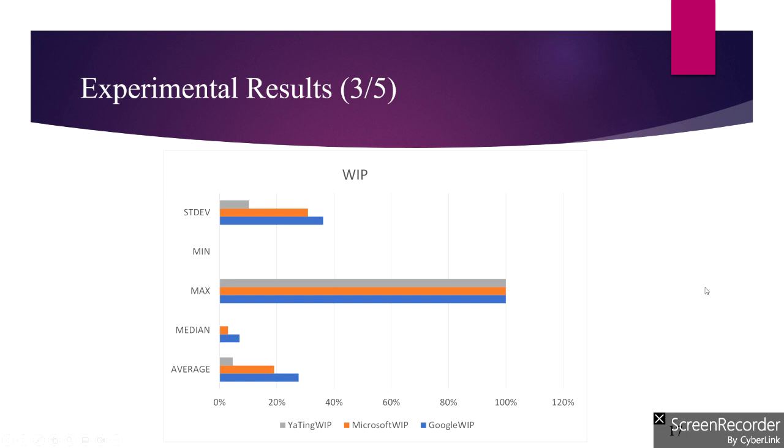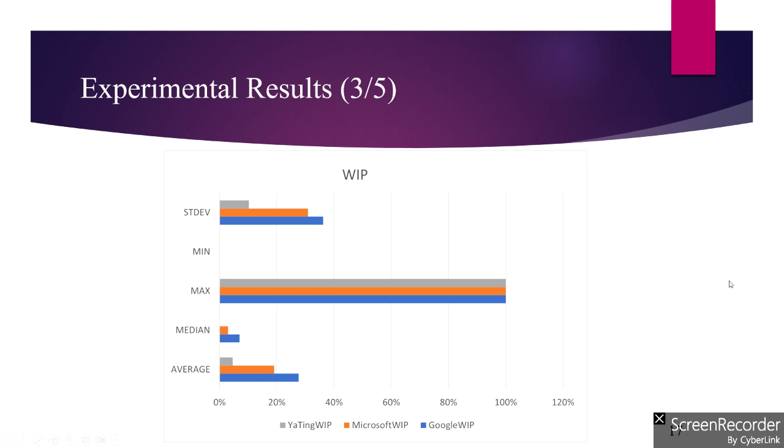The maximum and minimum values for the three speech models are 100% and 0%, respectively. The standard deviation for Google WIP is 36%, for Microsoft WIP is 31%, and for Yating WIP is 10%. The order of standard deviation values is Google, Microsoft, and Yating, respectively.